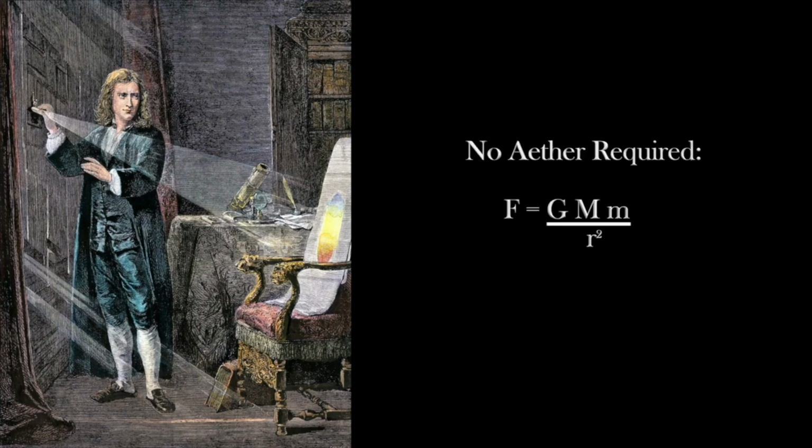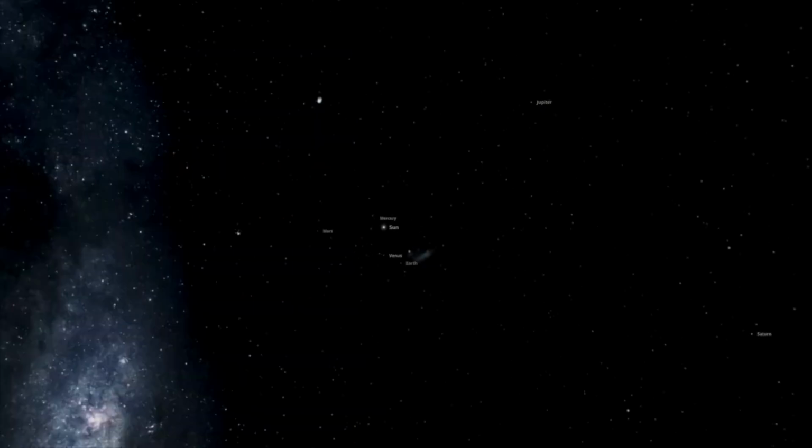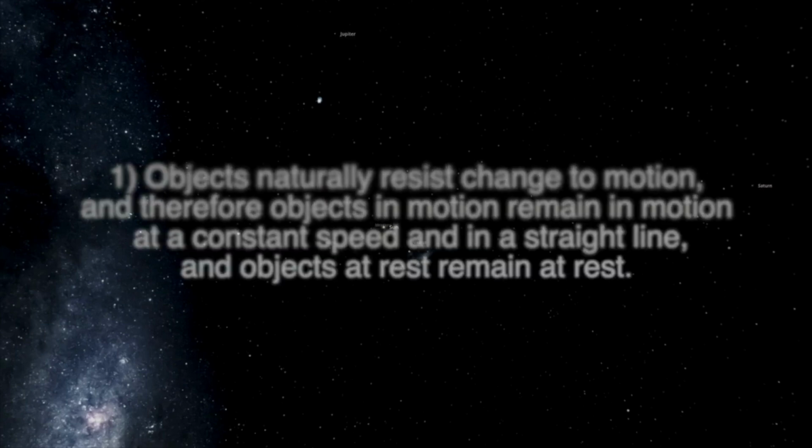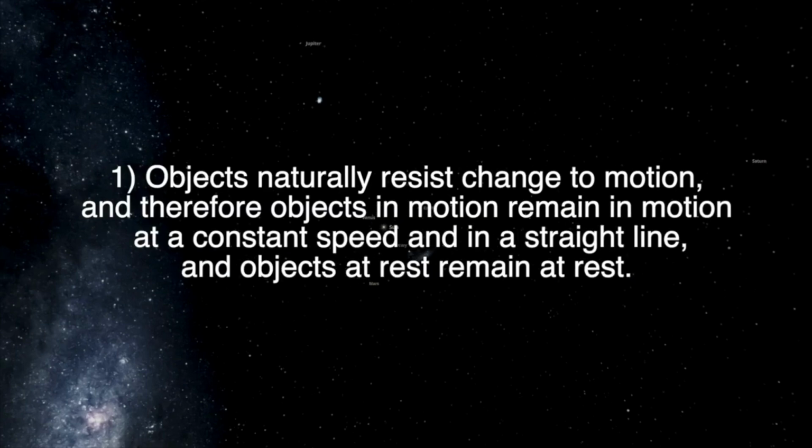As for matter, Newton found a way to generalize the principle of motion of matter, whether that was celestial motion or locomotion on Earth. The way he was able to generalize them was by discovering 3 principles of motion and force. 1. Objects naturally resist change to motion, and, therefore, objects in motion remain in motion at a constant speed and in a straight line, and objects at rest remain at rest.